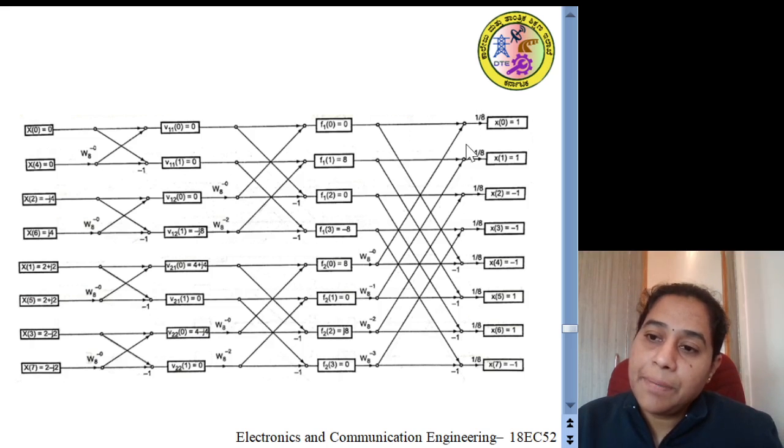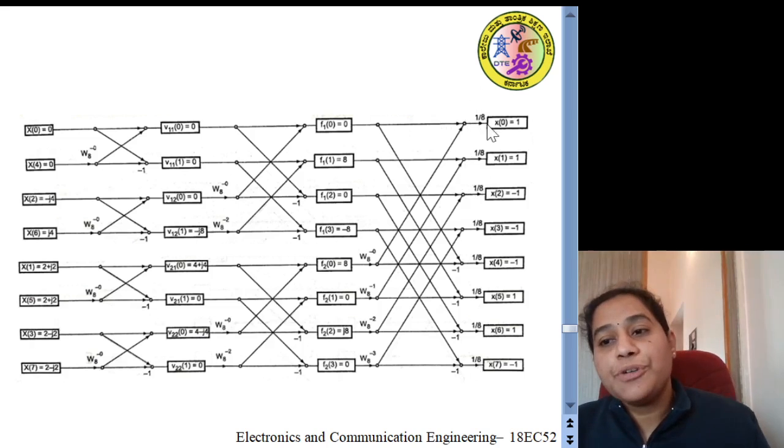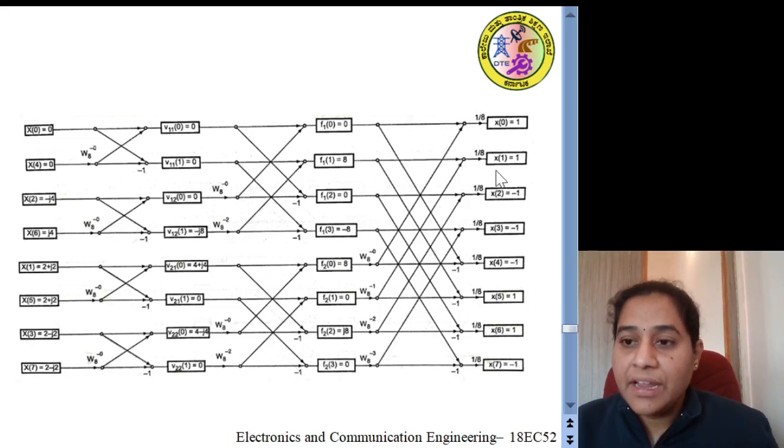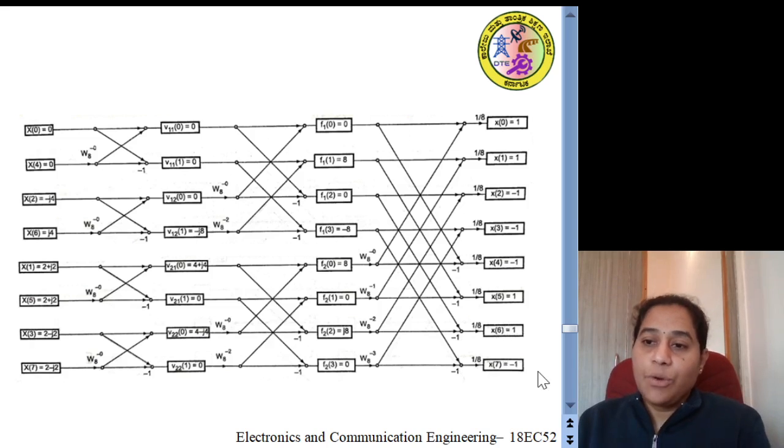So after multiplying 1 by 8 to these outputs, we obtain the outputs x of 0 is equal to 1, x of 1 is equal to 1, x of 2 is equal to minus 1, x of 3 is equal to minus 1, x of 4 is equal to minus 1, x of 5 is equal to 1, x of 6 is equal to 1, and x of 7 is equal to minus 1.